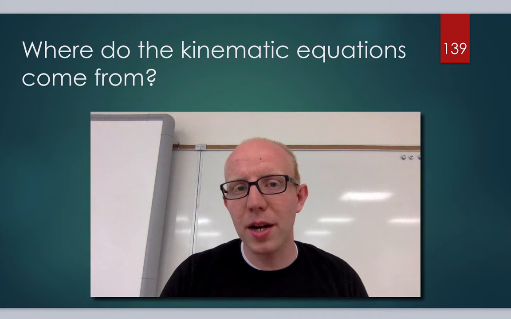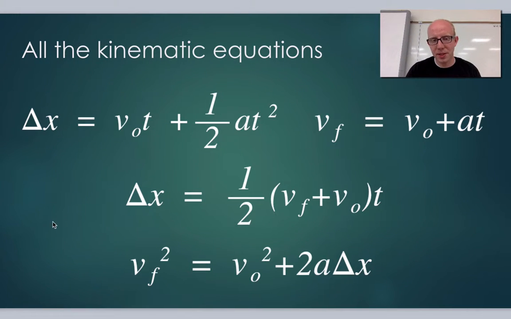Okay, so first of all, let's remind ourselves of all the kinematic equations. We have this one for position, that's dependent on the initial velocity and the time and the acceleration. We have this equation for final velocity, which depends on initial velocity and acceleration and time. We have this one, that is the position that's dependent on final velocity, initial velocity, and time. And then, of course, everyone's favorite one with the squares in there, the final velocity is dependent on the initial velocity, the acceleration, and the change in x.